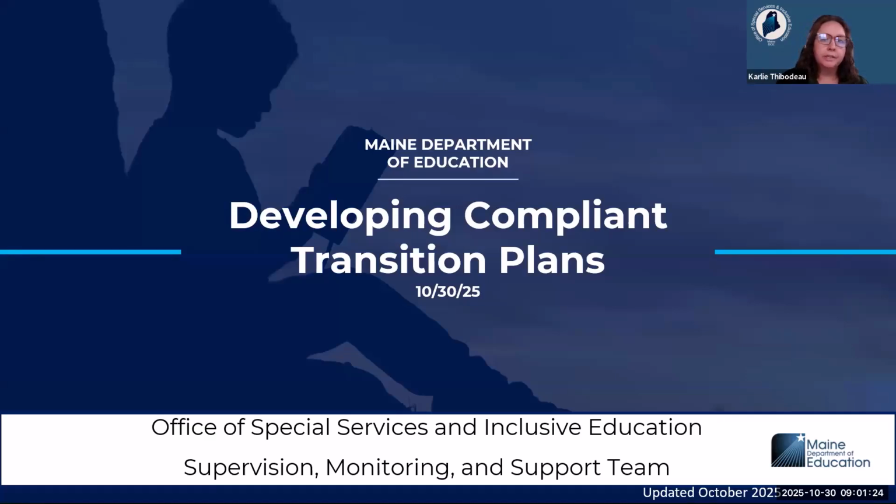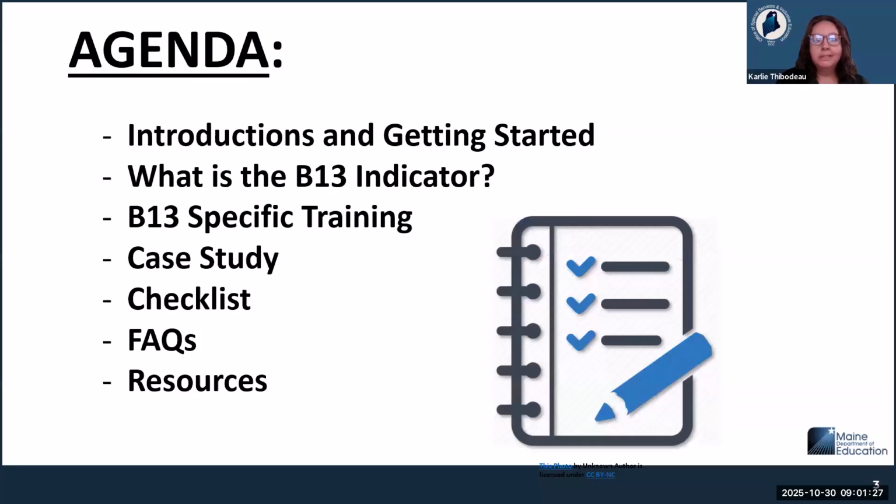age or grade. So our agenda today, we're going to do quick introductions of our team, and then we'll talk about what that B13 indicator is. And that's why we have this training, because of that B13 indicator. We have a quick couple of case studies that we'll talk about, and then we'll go over, there are some checklists that help you be more compliant with your transition plans that we have available, and then we have some FAQs and then some resources. And again, questions. If they come up, please ask them either in the chat or come off of mute.